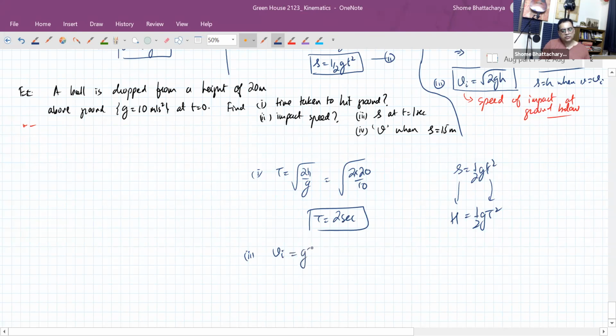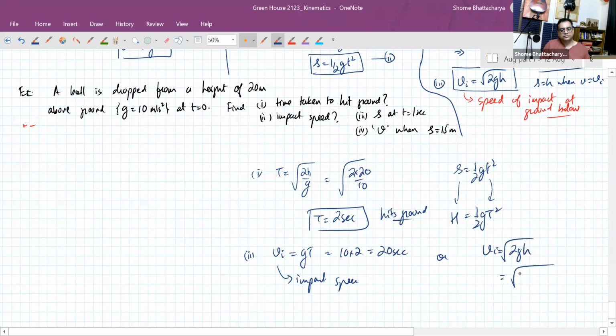Now from that you can see that the impact speed you can calculate by two ways. I can either do this, so it is 10 into 2 or 20 meters per second, because this is when it hits the ground. Okay, so this is the impact speed. Or you can also use this, that v is square root of 2gh, 20 meters per second. So the impact speed is the same.